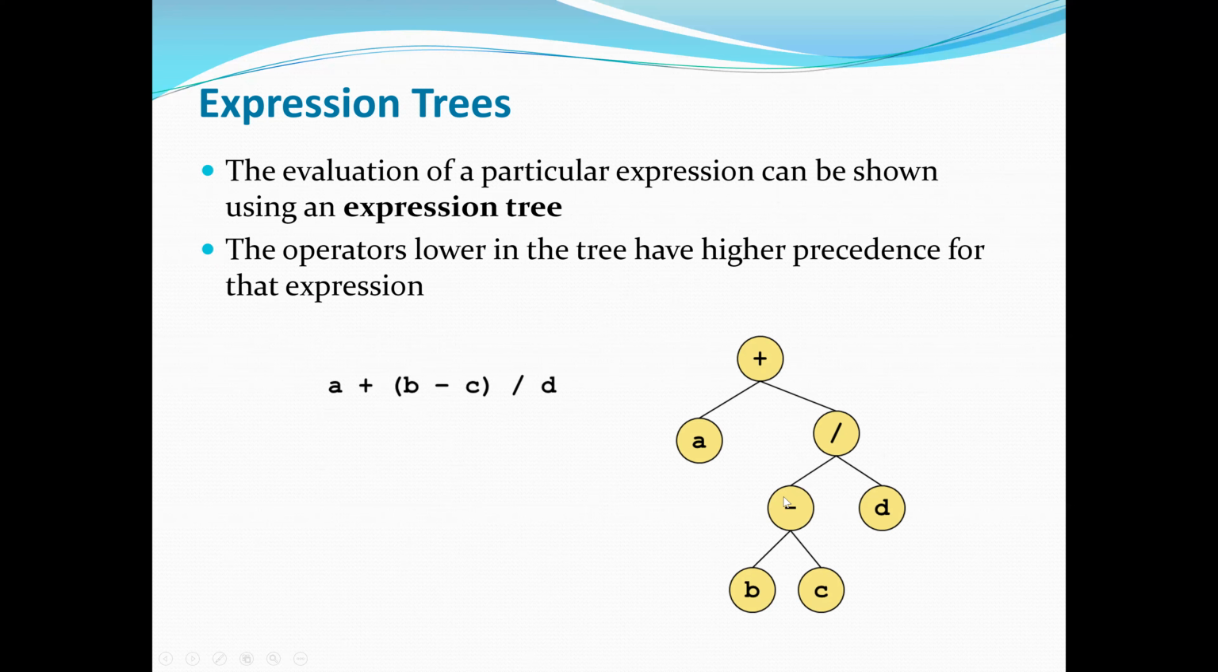So after B minus C, the result will be in the position of the minus. Then we have the result divided by D. Then the answer will be on the division. Then we add the two together. So we can see the root of the tree, which is the top, has the lower precedence, and the leaf of the tree, which is the lowest part, has the highest precedence.